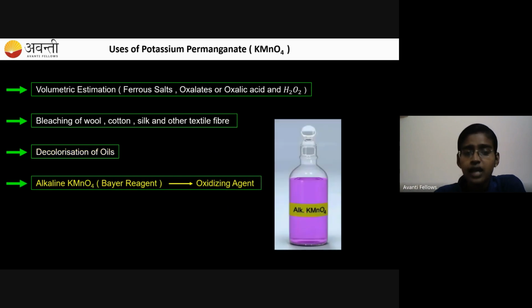and the alkaline KMnO4. Alkaline in the sense some basic KMnO4, which is called Bayer's reagent. Alkaline KMnO4 is called Bayer's reagent. It is used as an oxidizing agent. You can see the role of alkaline KMnO4 in your class 11 hydrocarbons lesson, under the reactions of alkenes, you might have seen this. So alkenes will be oxidized to alcohols in presence of alkaline KMnO4. Okay? So it is an oxidizing agent.